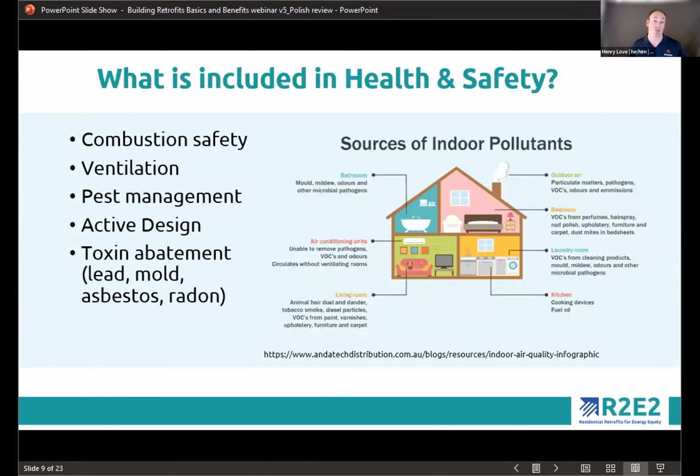Active design, making sure that homes adapt to people as they age or have any sort of disabilities that need to be accommodated so they can stay in their home. Or toxin abatement, like lead, mold, asbestos, or radon.